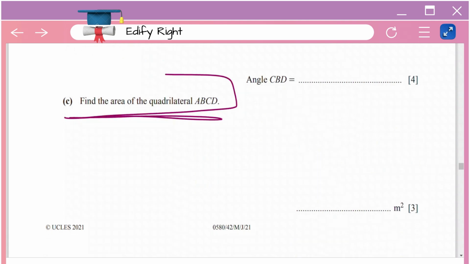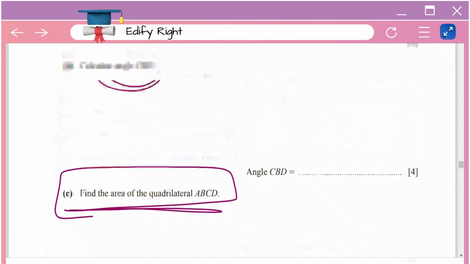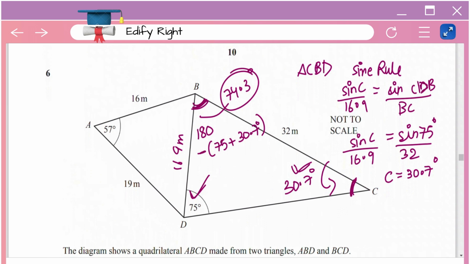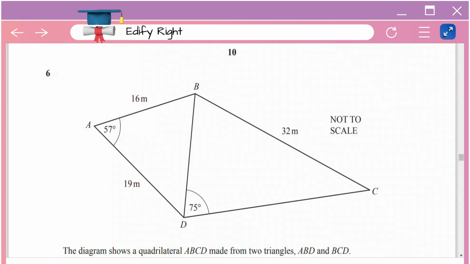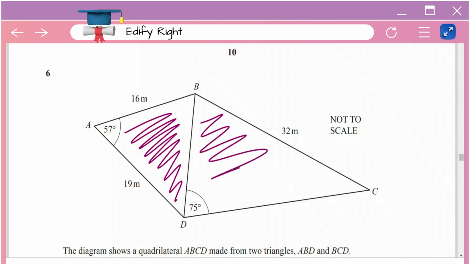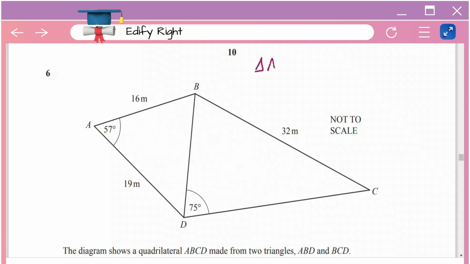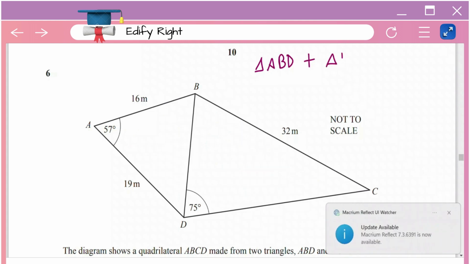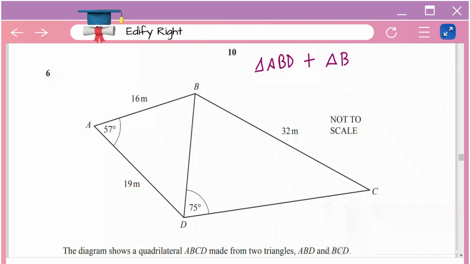Next we have to find the area of quadrilateral ABCD. Alright, let's do that here. To find the area of quadrilateral ABCD, you just have to take the area of this triangle and the area of this triangle and add them up together. So that is basically area of triangle ABD plus area of triangle BCD.